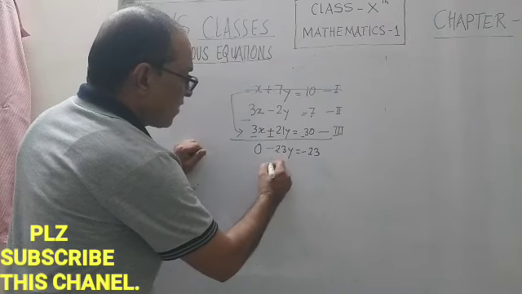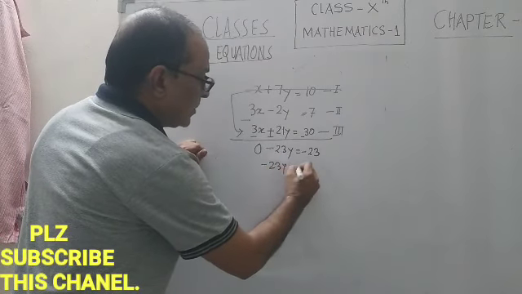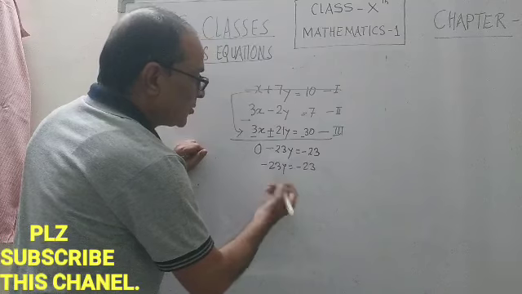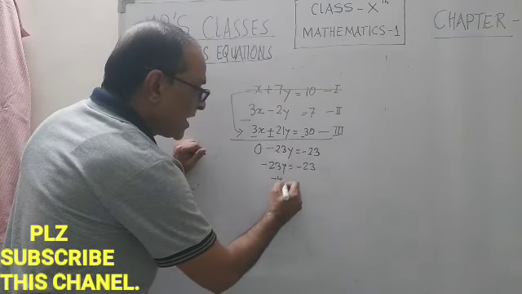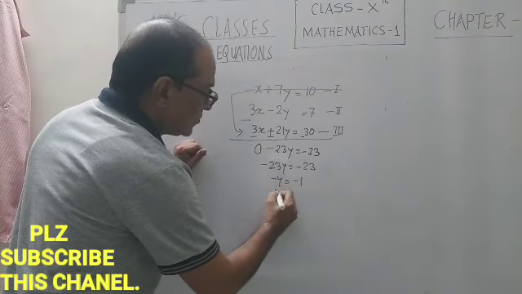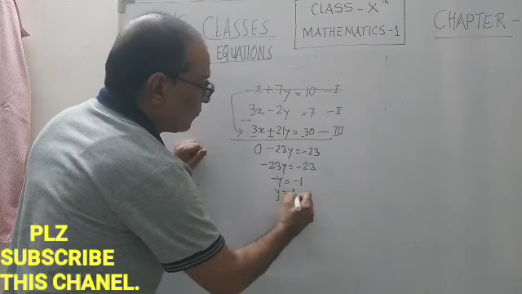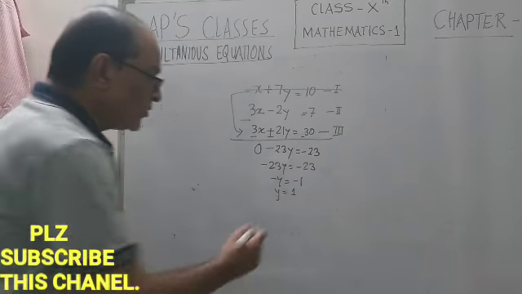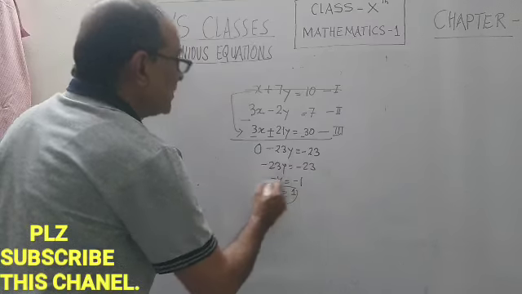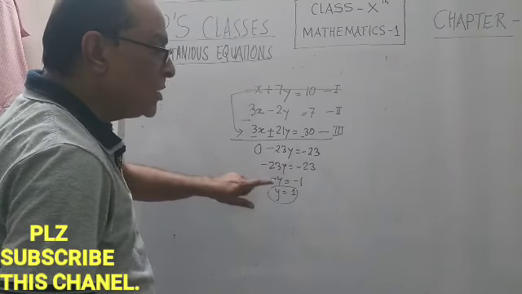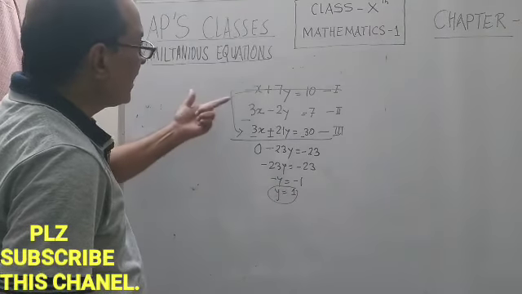Minus 23y is equal to minus 23. So definitely minus y is equal to minus 1. So y is equal to 1, isn't it? Now if you get the value of y, you can calculate the value of x also, by putting it in any one of the equations.